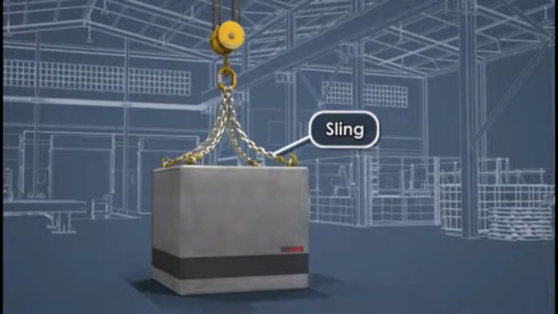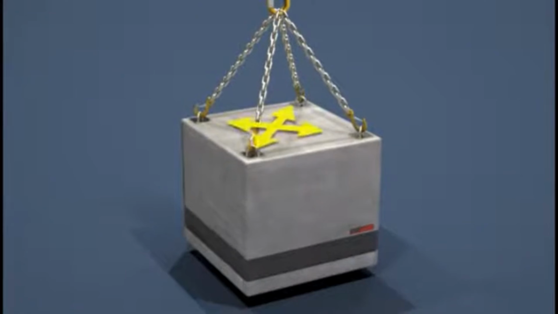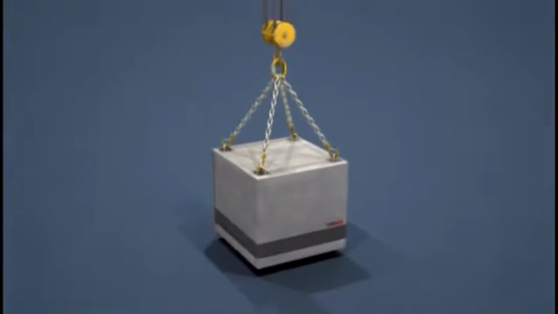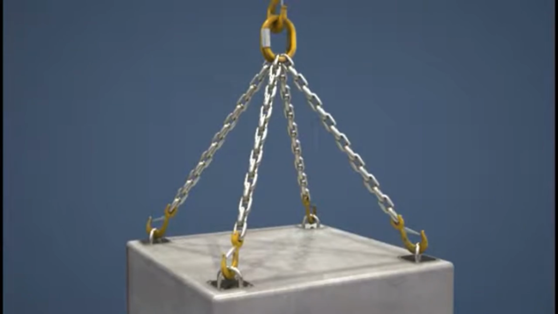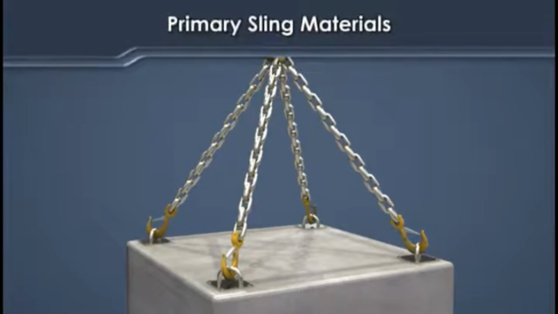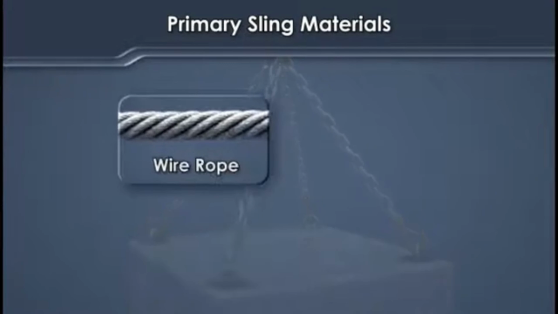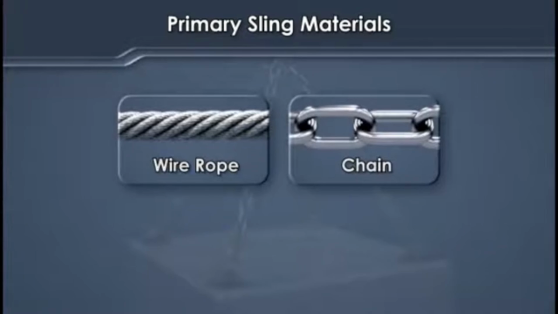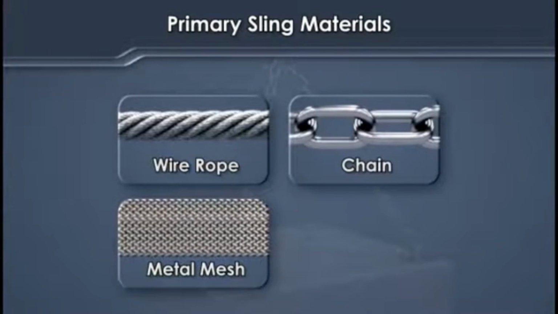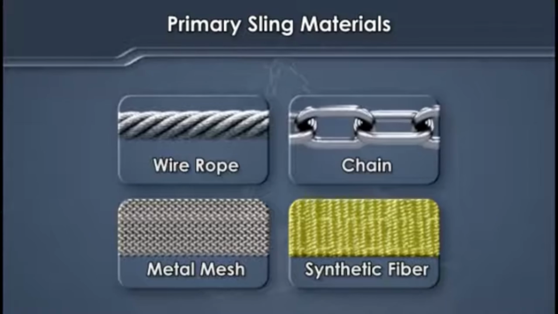Slings are the most common type of rigging equipment. Slings support the load, spread out the load weight, and make the load more stable and balanced. Slings can be made of many different materials and designed in many different ways. The four primary materials slings can be constructed of are wire rope, chain, metal mesh, and synthetic fiber. The following sections will describe these materials in more detail.